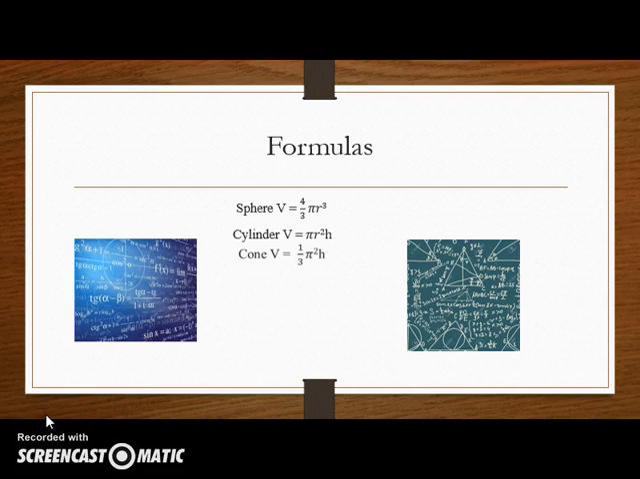Hemisphere: a circle that separates the sphere into two congruent halves, each called a hemisphere. Formulas. The formula for a sphere is volume equals 4/3 times pi times radius cubed. The formula for a cylinder is volume equals pi times the radius squared times height. The formula for a cone is volume equals 1/3 times pi times radius squared times height.